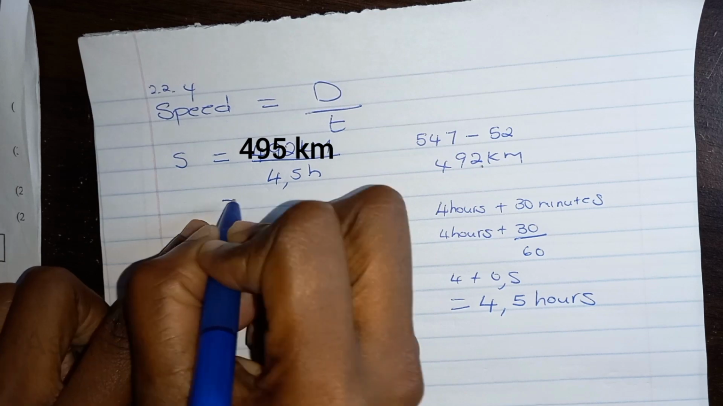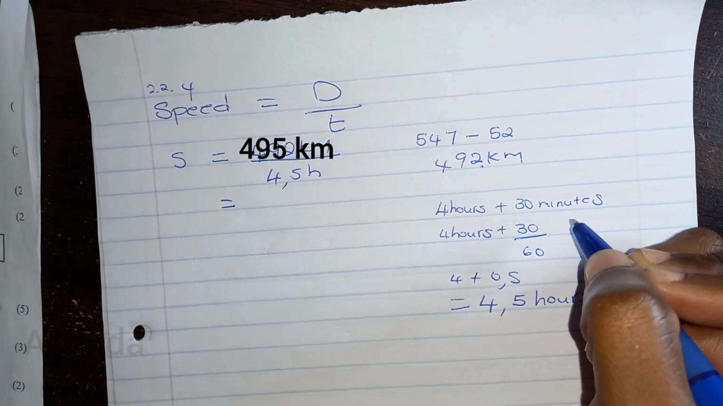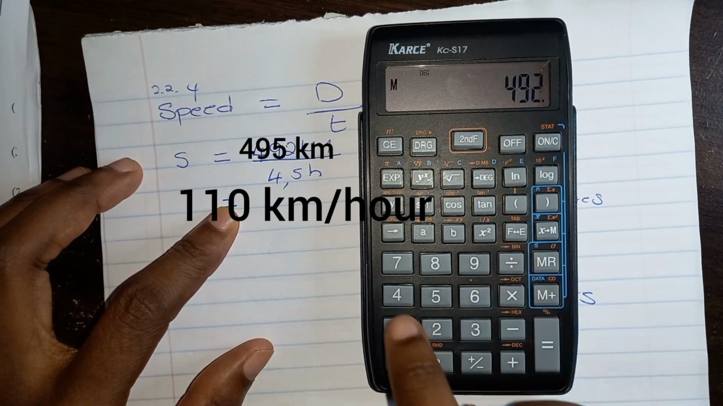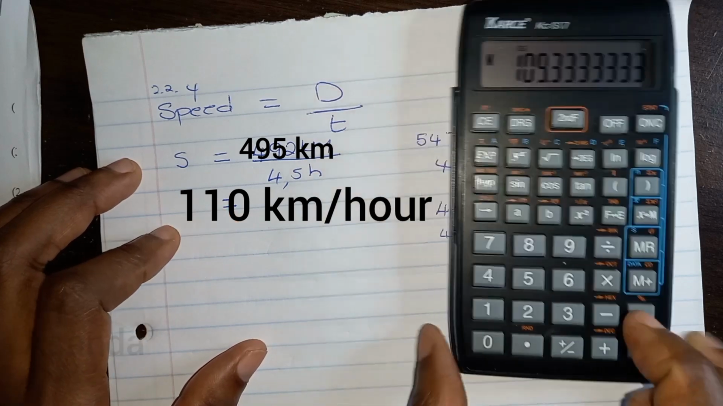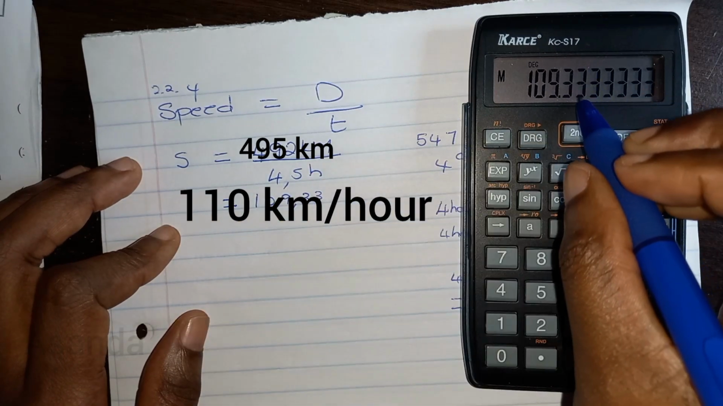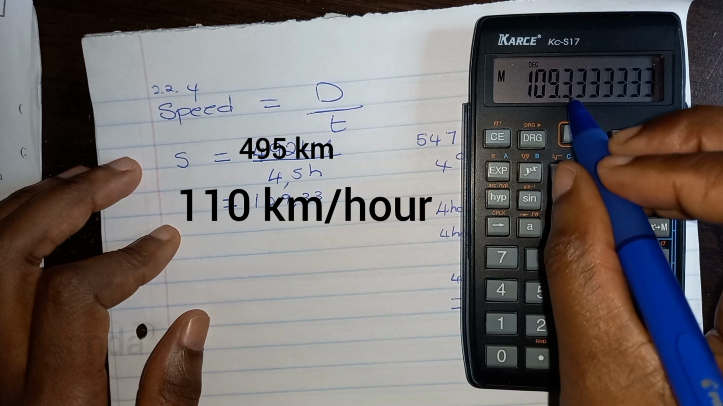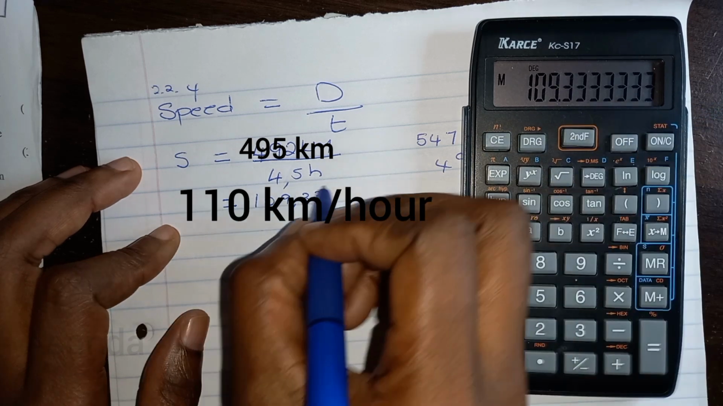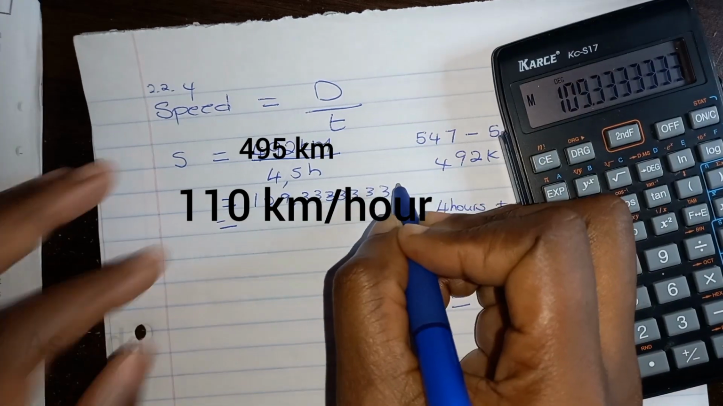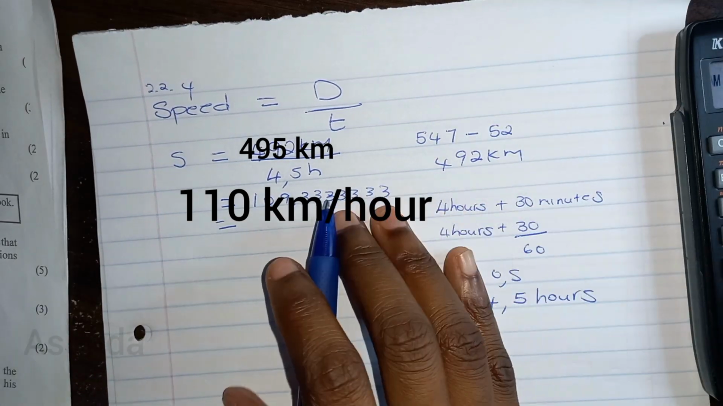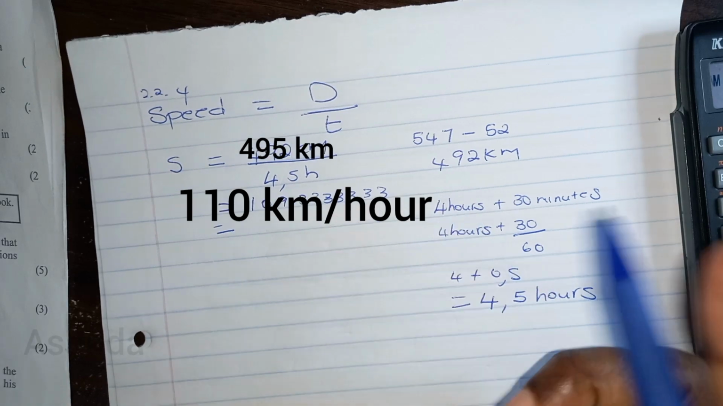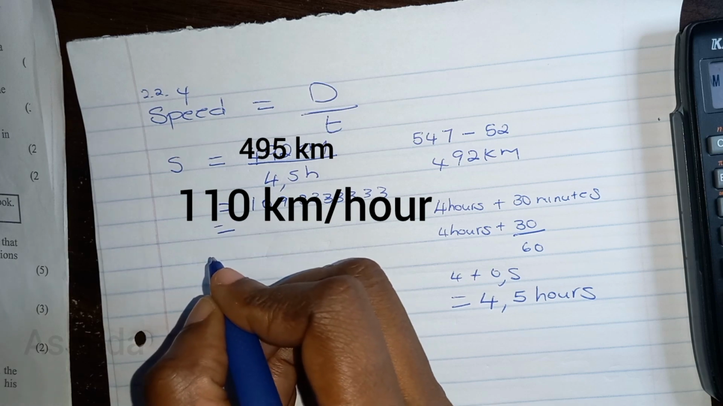Then I get my speed, which is 492 divided by 4.5, and that is 109.33, with the 3s repeating. Okay, so did he drive within the speed limit? Yes, he drove within the speed limit.